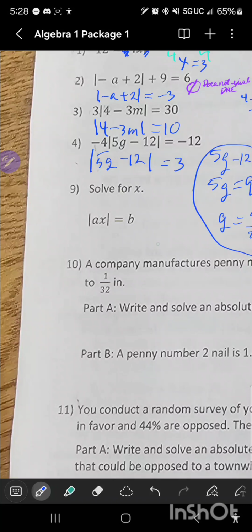So let's do it. We have the absolute value by itself on one side, so we can say that ax equals b, and ax also equals negative b. When we want to solve for x, we just need to divide both sides by a, and I have that x equals b over a, and in this case, x equals negative b over a. That's basically it.